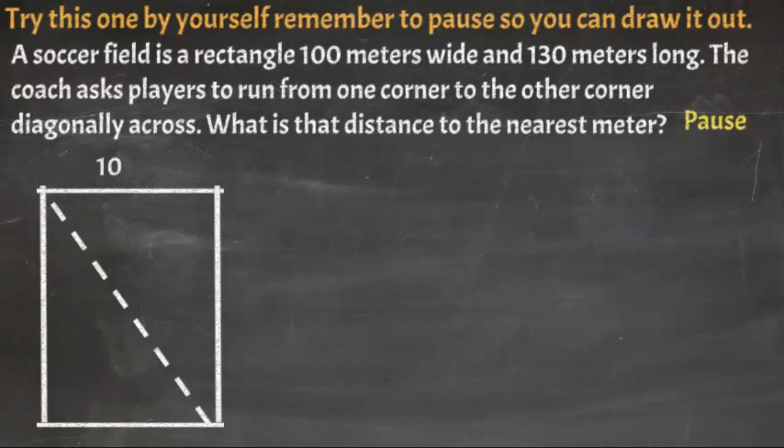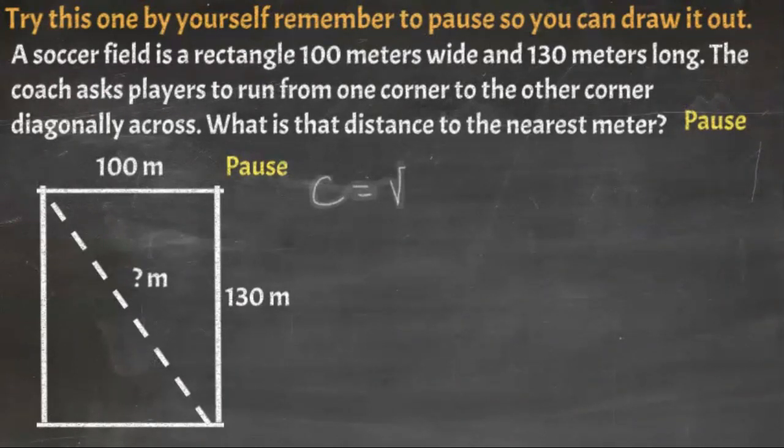100 meters for the width, 130 meters for the length, and we don't know how many meters for how far they have to run. So pause here again and try and figure it out. Figure out which formula you have to use.